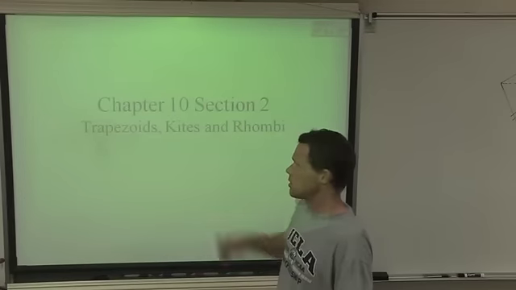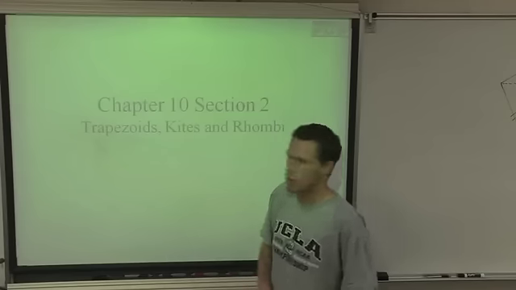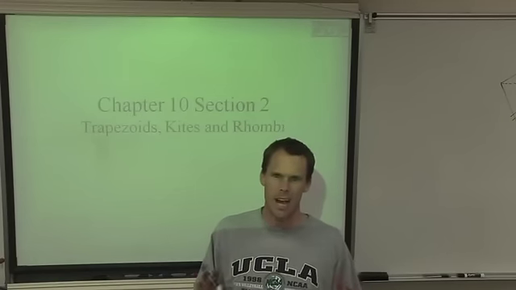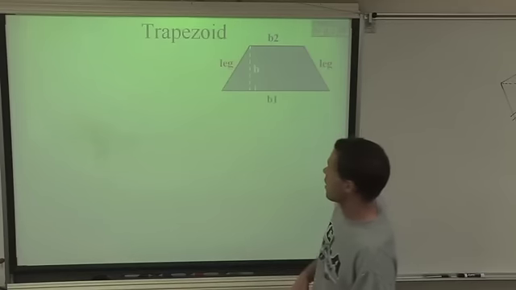Okay, this video is for Chapter 10, Section 2. It's all about trapezoids, kites, and rhombi. We're going to be looking at the area of these figures. Let's get started. First, we're going to start off with trapezoids.